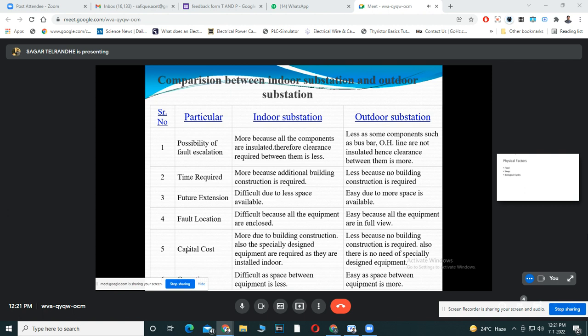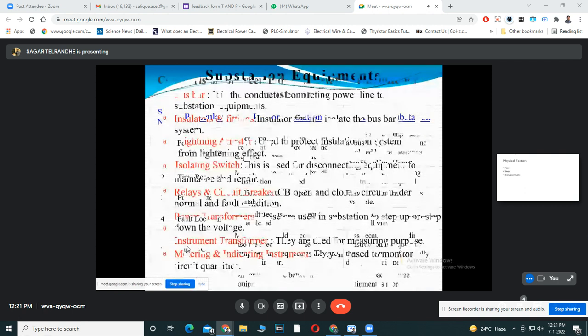Capital cost. The capital cost is more due to the building construction and also the specifically designed equipments required as they are installed indoor. Less in outdoor because no building construction is required. Also, there is no need of specially designed equipment. Operation. Difficult as space between equipment is less. Easy as space between equipment is more.